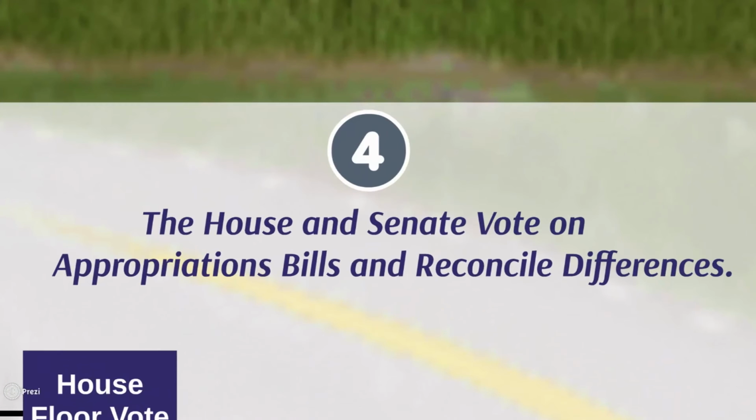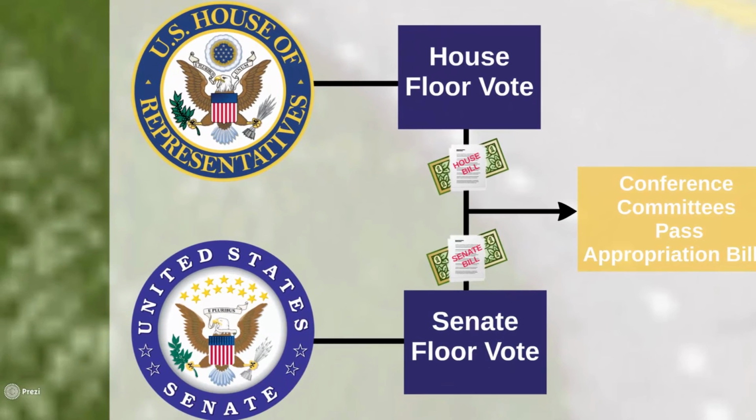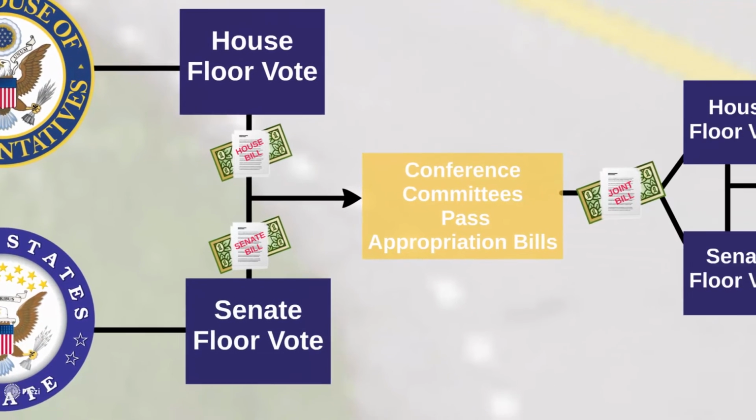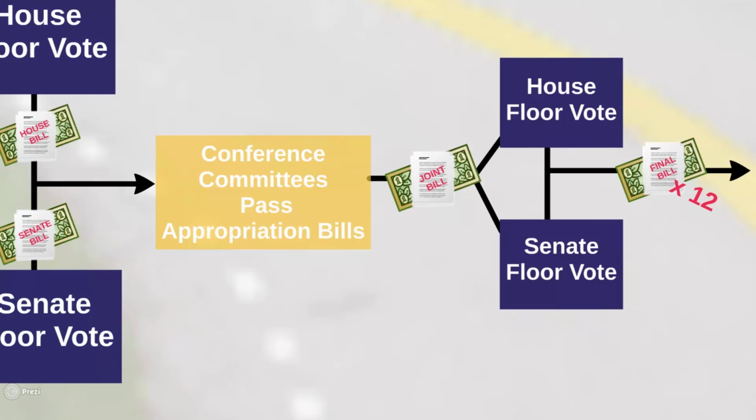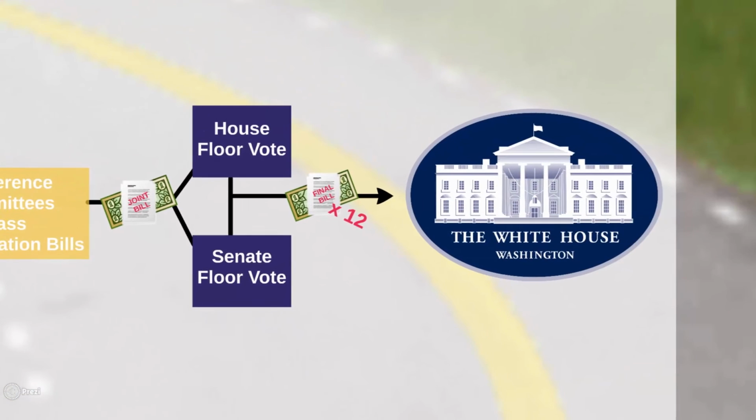The fourth step in the budget process is the vote on appropriations bills and reconciling the differences between the two in the House and Senate. The House and Senate subcommittees each have their own bills, their own justifications for spending levels of different agencies and programs. The House and Senate pass their own versions, and then conference committees resolve the differences between the two. Once the reconciled version is produced, it is voted on by both chambers. Once a conferenced appropriations bill is passed in both chambers, it moves on to the President for signature.